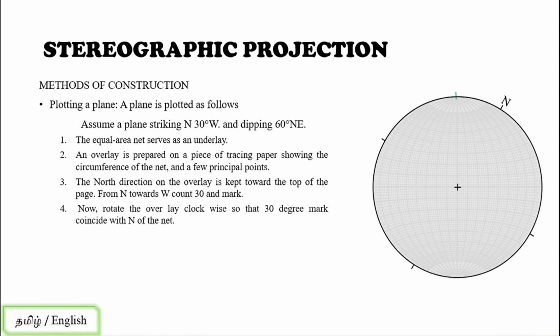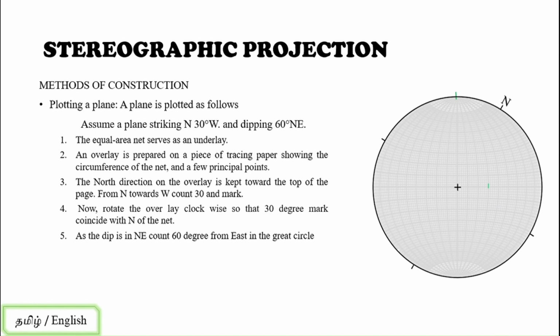Then we have to mark the dip direction, and as you know, the dip is toward the northeast. So this is the northeast, and we have to mark 60°, right? As you know, the outer circle, that is the primitive circle, is horizontal or 0°, and the straight line is 90°. So from here we have to count 60. This is 0, then 10, 20, 30, 40, 50 and 60. So you have to mark here, which is 60°, right?